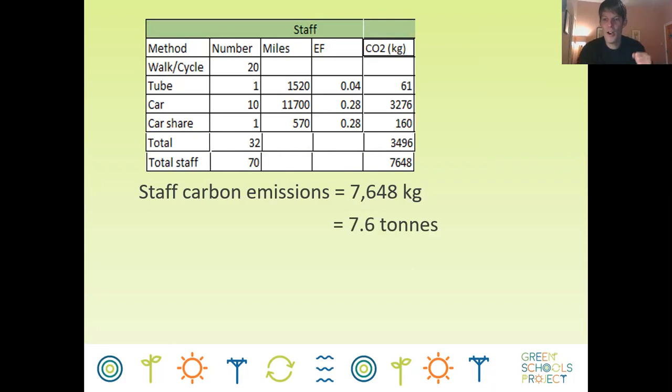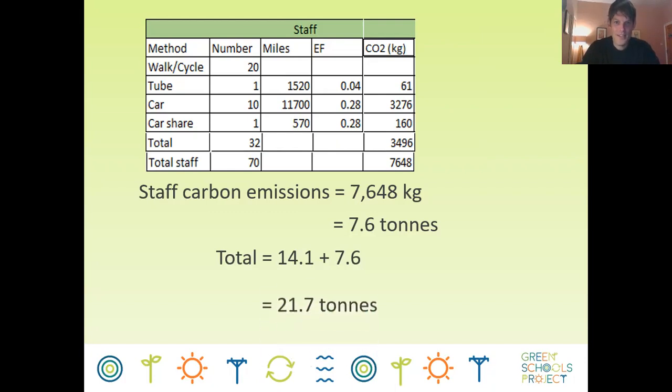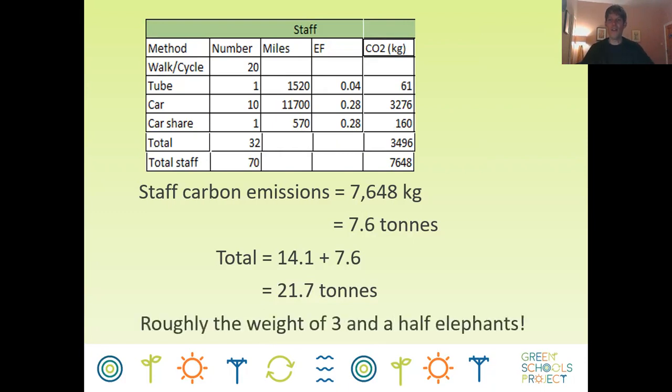Finally, last thing, remember what our question at the start was, what is the total carbon emissions from travel? So we're going to add up the children and the staff. And what do you think we get? You could do that in your head, possibly, or again, use your calculator if you need to. And we end up with a total of 21.7 tons. Okay, so it sounds like quite a lot. So let's just visualize that. That is roughly the weight of 3.5 elephants. Okay, so we emit 3.5 elephants worth of carbon dioxide from getting to and from school.